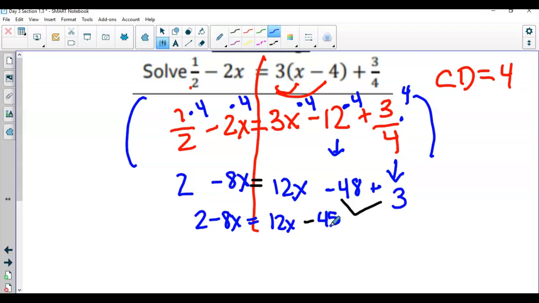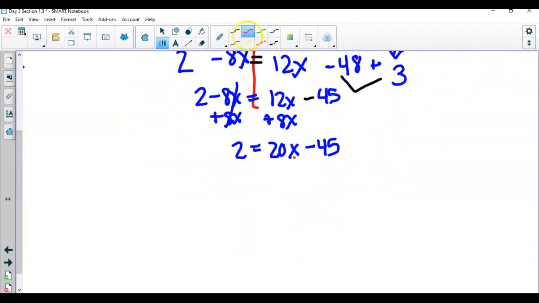Okay, so the next thing I can do now is I can combine my x's together. But remember, because they're on opposite sides, I have to pick one and do an opposite operation. And I'm going to pick that negative 8x, so I'm going to add 8x. So I now have 2 is equal to 20x minus 45.